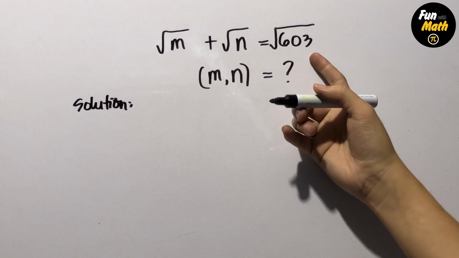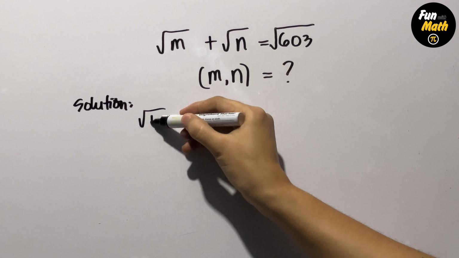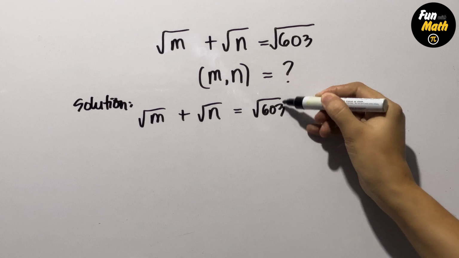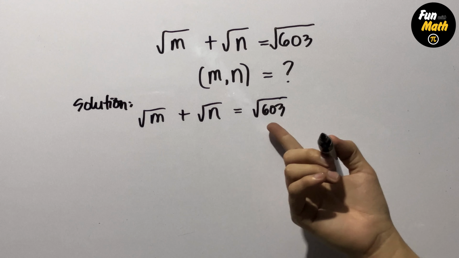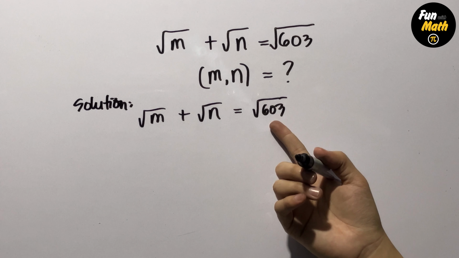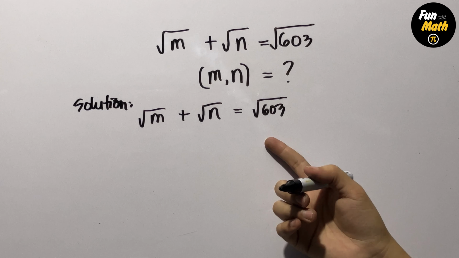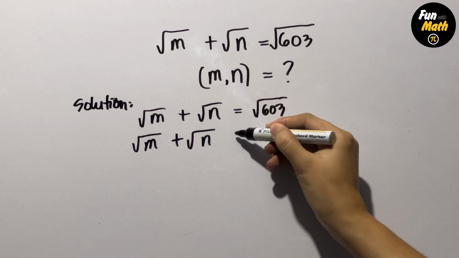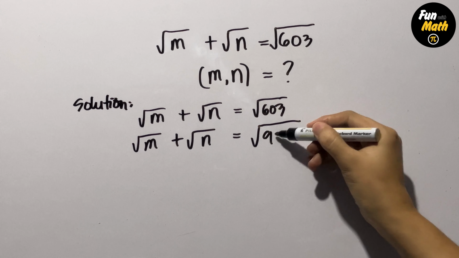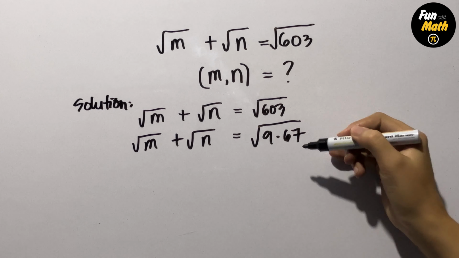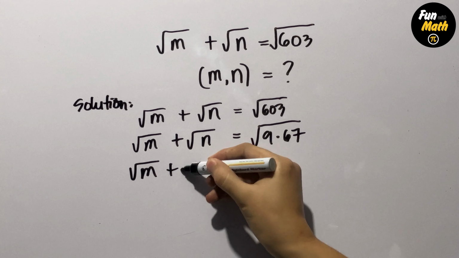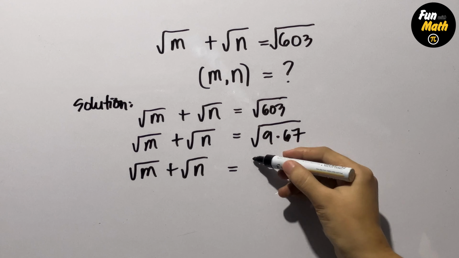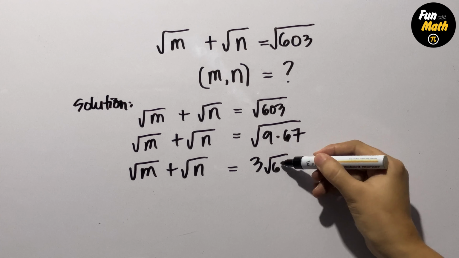First, let's bring down the given equation. That is square root of m plus square root of n is equal to square root of 603. Now, for the square root of 603, we can split this into square root of 9 times 67. So square root of m plus square root of n equals square root of 9 times 67. Now this is square root of m plus square root of n equals square root of 9, we have the value, and that is 3, then square root of 67.